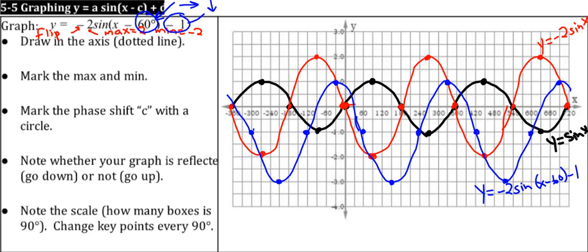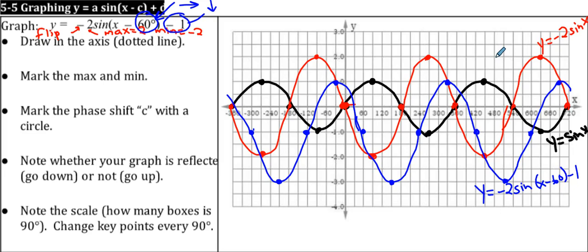Now some people will skip steps. They may not draw the black original sine x graph, which we call the parent graph. They might go straight to the red graph, just knowing that you start at 0, 0, and then they can get the max and the min and the flip. So drawing the black graph is optional. It's not necessary to draw all 3 graphs, but it's possible. So that is typically the easier way to graph. It just takes more steps.